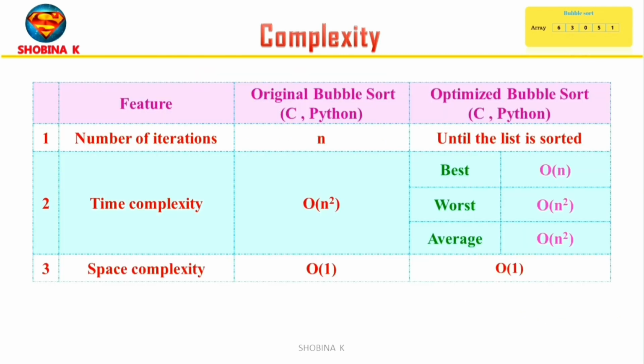The time complexity for the original version of the bubble sort algorithm is order of n square. And this applies to all the cases, including the worst, best and average cases. Even if the array is already sorted, the algorithm does not check that at any point, and it will run through all the iterations, whereas the number of swaps would differ in each case.